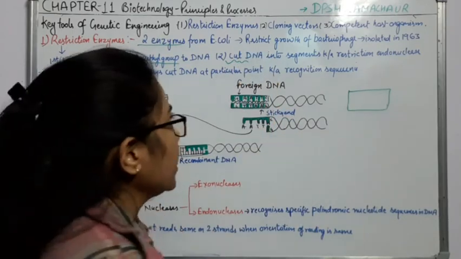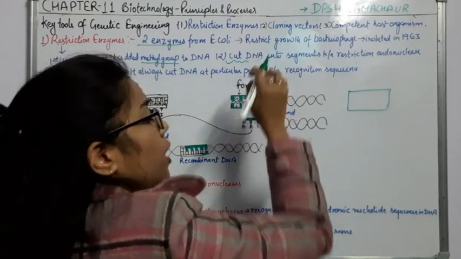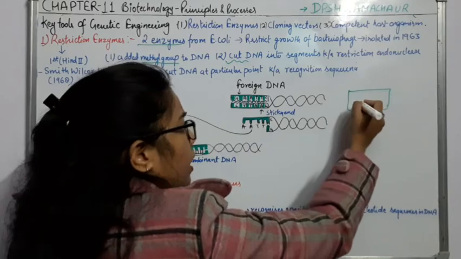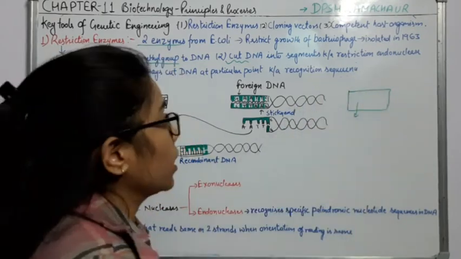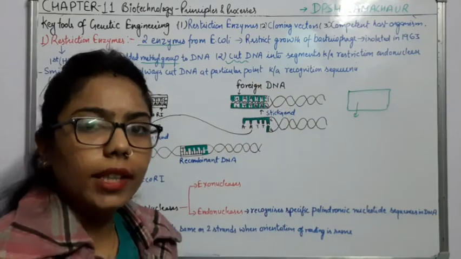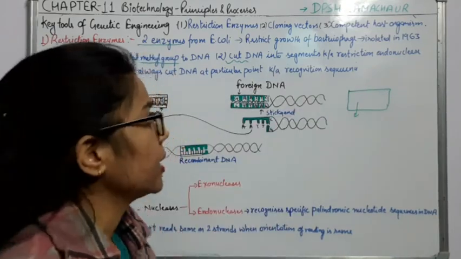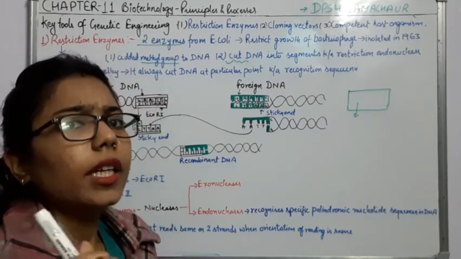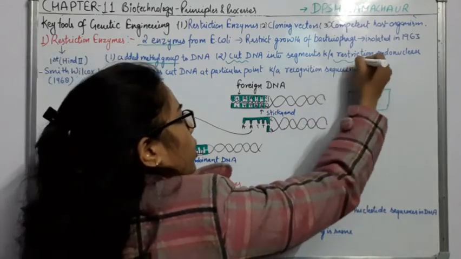Okay, the second enzyme present in E. coli is responsible for cutting the DNA. This enzyme is able to cut the DNA into different segments. If it has the ability to cut into different segments, what will we call it? We will call it restriction endonuclease.